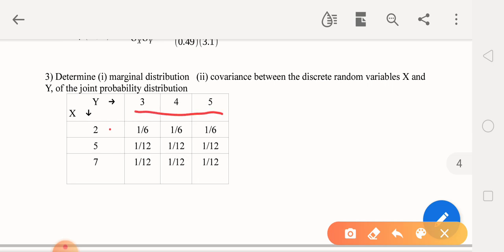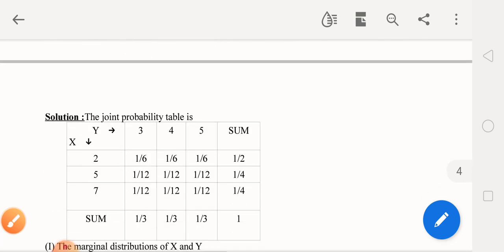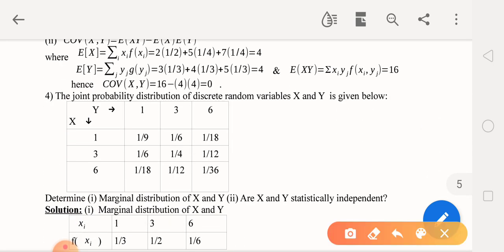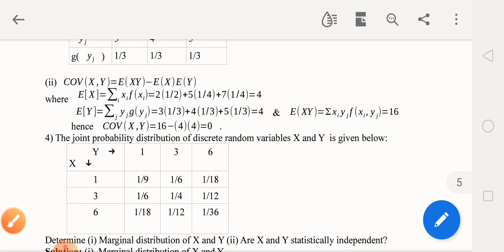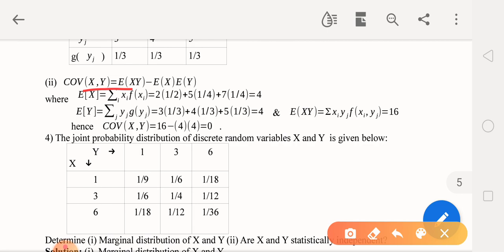Change all y values with their probabilities. Consider the sum plus change the x value. Consider all y's and their probabilities plus take the last x value, change all y values and their probabilities, and that sum is 16. If you substitute in the formula, covariance of x comma y is equal to 16 minus 4 into 4, which is equal to 0.